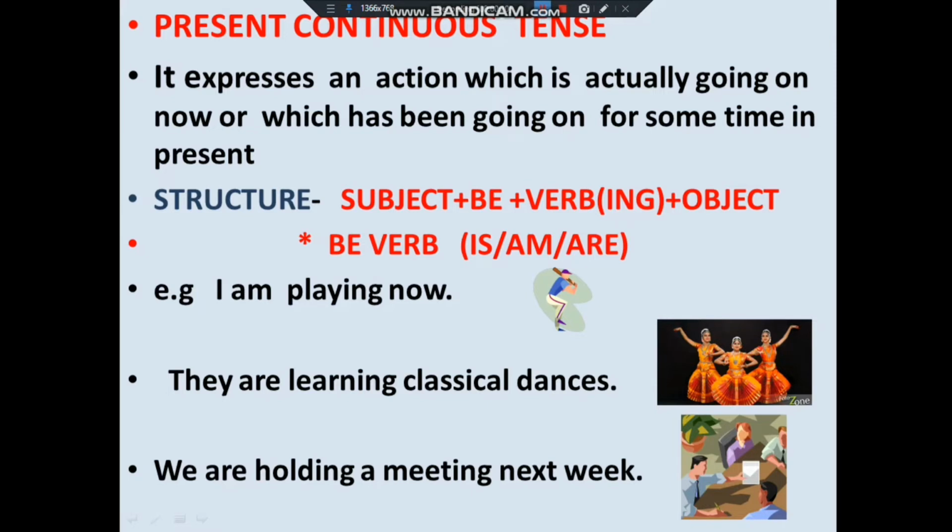So first, present continuous tense. It expresses an action which is actually going on now or which has been going on for some time in present. See the structure. First we write subject, then be verb. Be verb means in present you can write is, am, are according to the subject. Then verb ing form and object. So see the example. I am playing now.